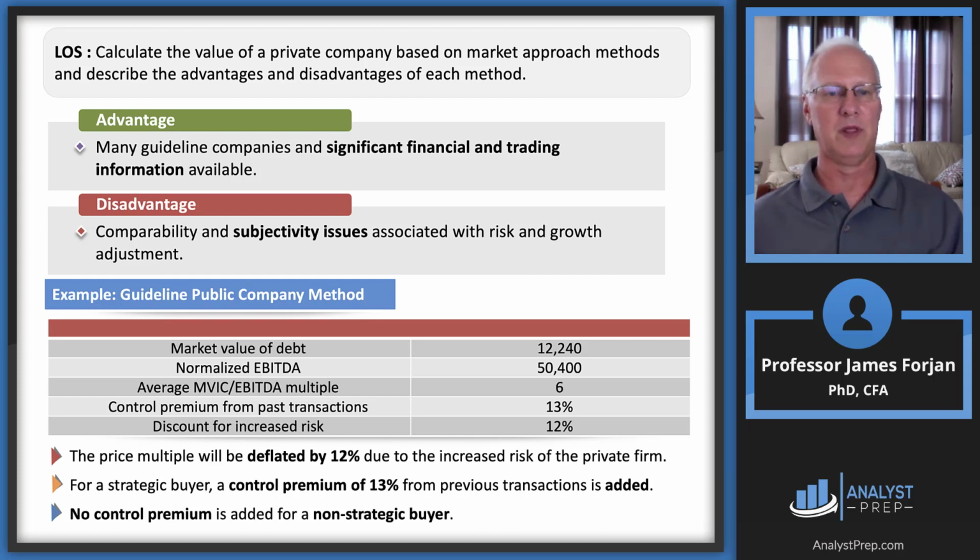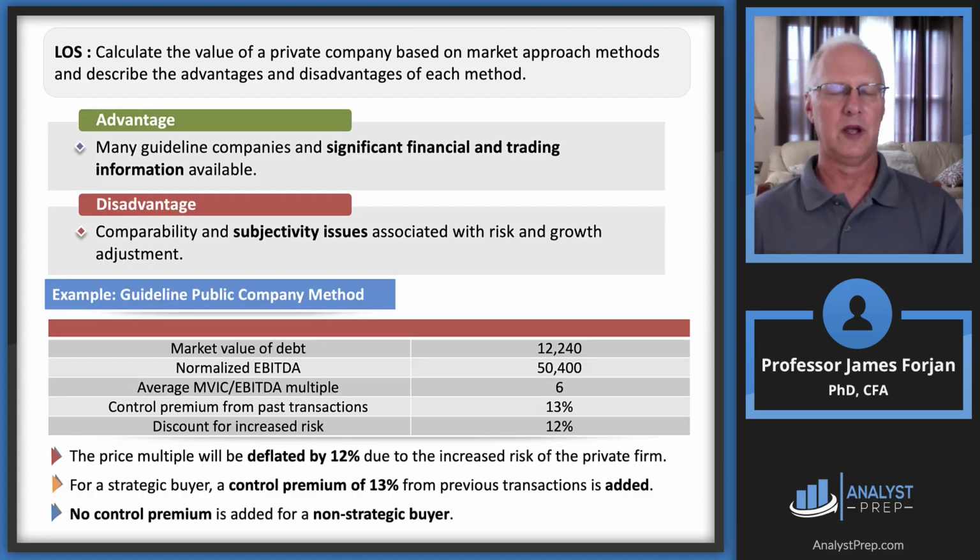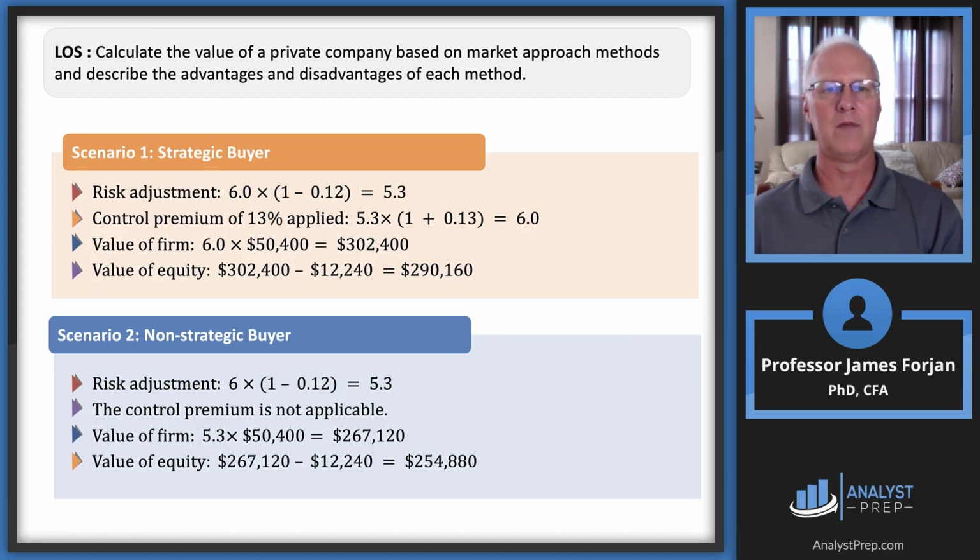And so let's go ahead and come up with some kind of an estimate for the value of the equity. Let's look at two scenarios: in the orange box for a strategic buyer, in the blue box for a non-strategic buyer. So risk adjustment, we have that 6 times 88%. Let's just go back real quickly here. There's the average multiple of 6, market value of invested capital over EBITDA. What we're going to do is multiply that by 1 minus that discount for increased risk. So we get 88% of 6. That gets us down to 5.3. But since we add a control premium of 13%, we multiply that, and we get back to the 6 multiple.